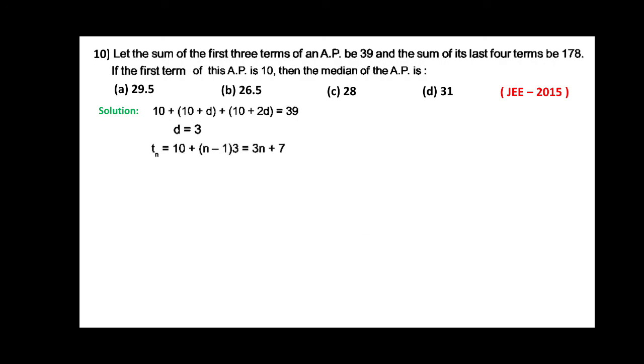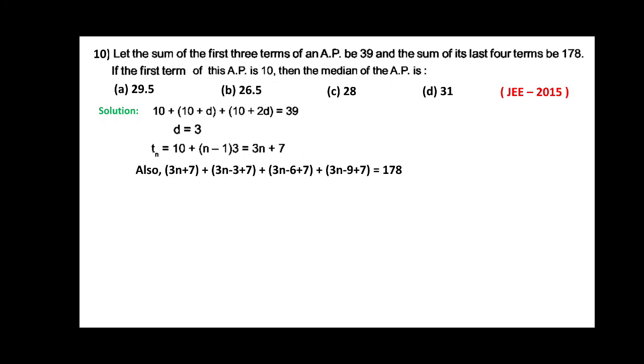And one more piece of data is the nth term, so we have to find the nth term here. Tn is equal to 10 plus n minus 1 into 3, because the a value is 10 and the d value is 3. After simplification it becomes 3n plus 7. So this is the nth term. The nth term can be written as Tn or a n, both are the same.